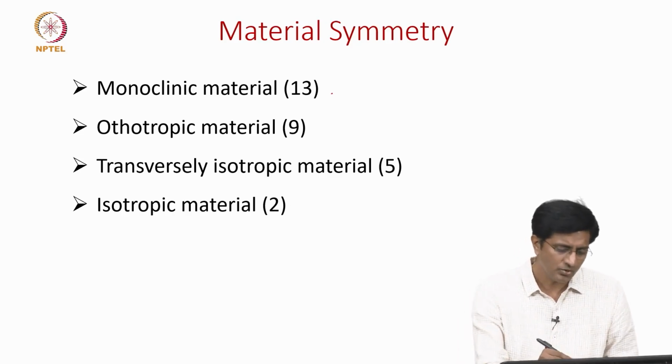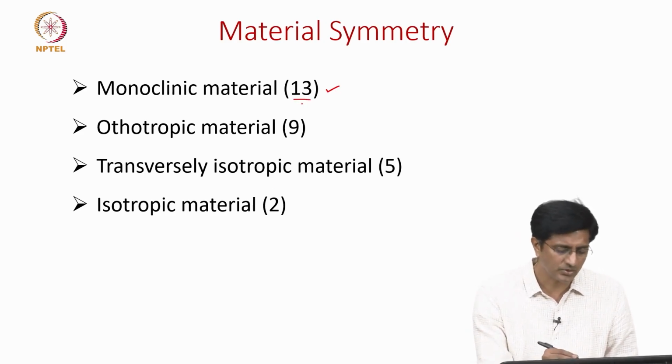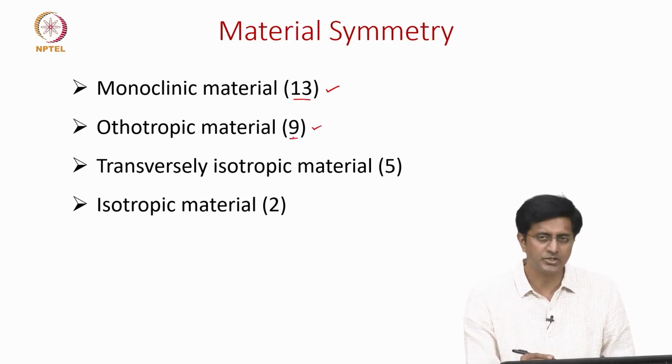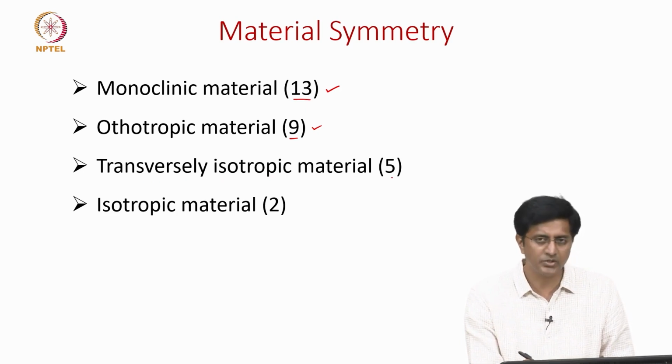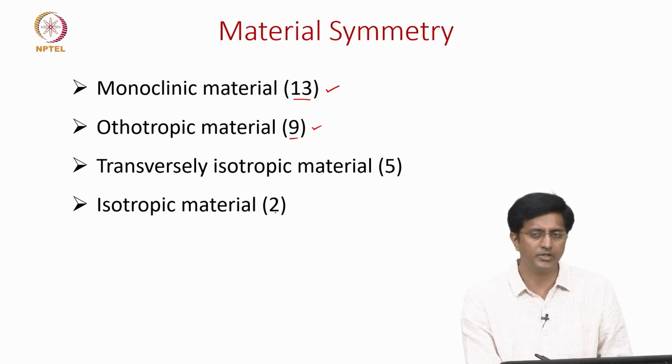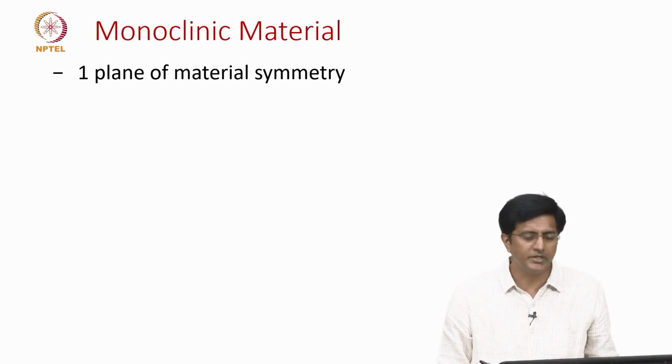But in this video we will show that if the kind of material we choose is a monoclinic material, then the independent constants reduce to 13. Further, if we consider the orthotropic material, the independent constants further reduce to 9, and later we will also discuss transversely isotropic materials, which have only 5 independent constants, and lastly the isotropic materials with 2 independent constants. So, let us start with the monoclinic materials.